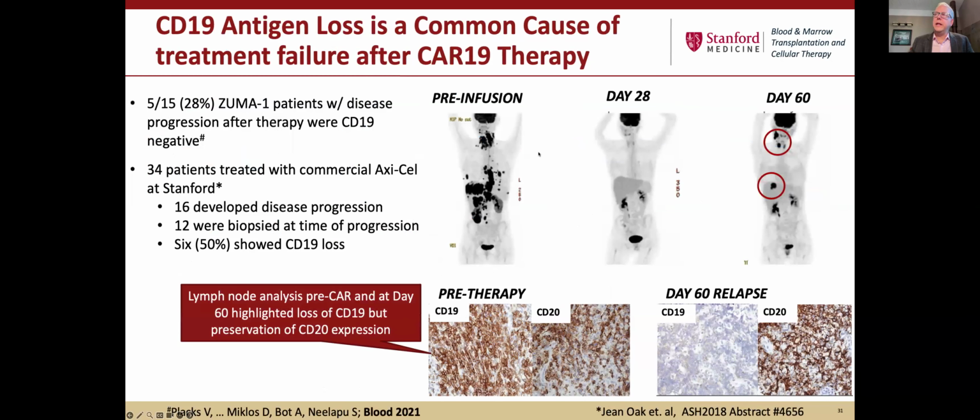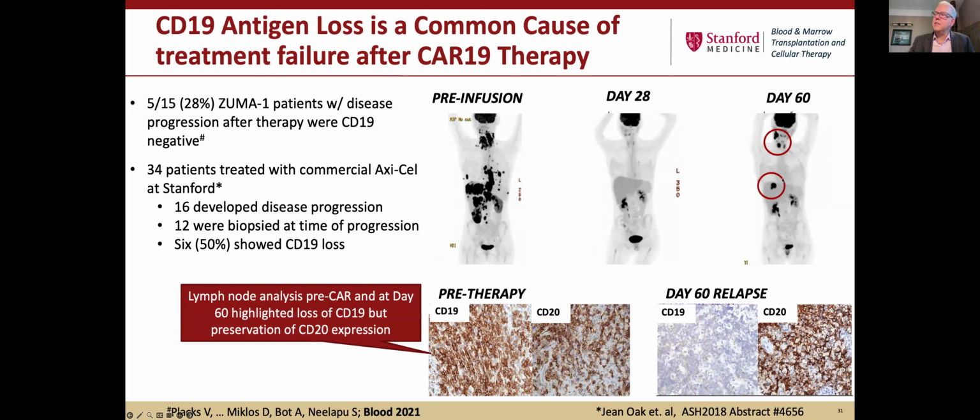This is a young woman that I treated back in 2018, and the black on the PET scan is a marker of the disease. You can see that after the axi-cel therapy, all of the lesions are gone. This is a normal-looking PET scan, where the uptake of radioactive sugar is going to the brain, the kidneys, and the bladder.